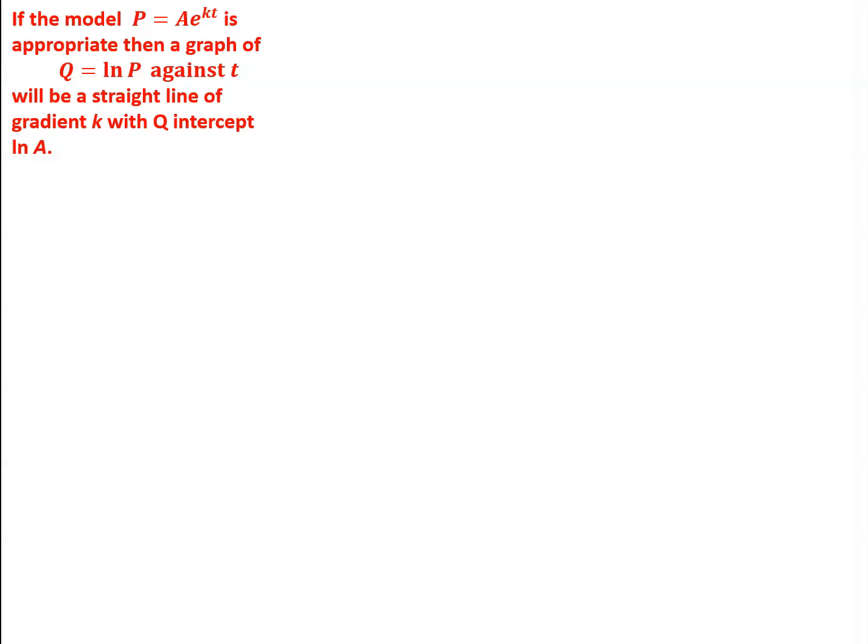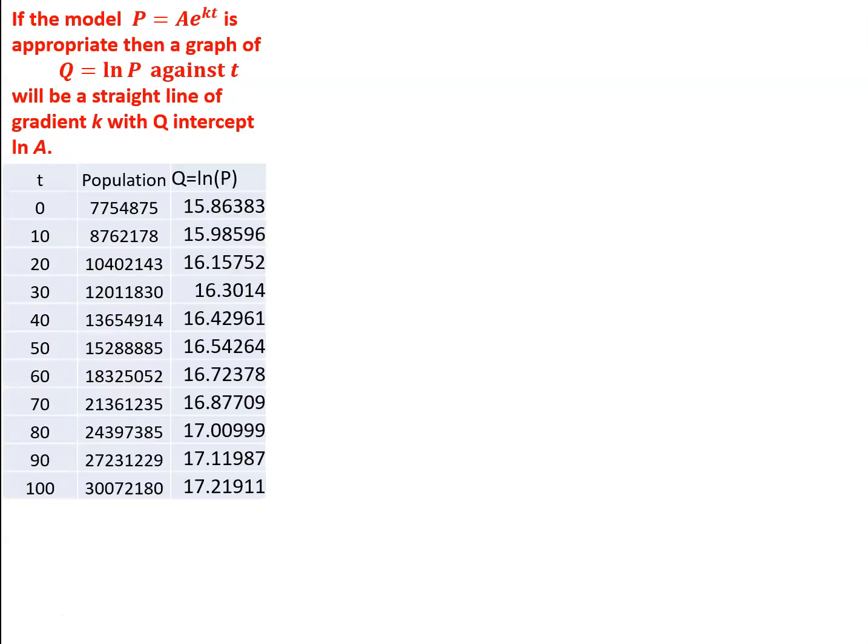So what we're going to do now is take our table of results and add the values of q. So q is simply the natural logarithm of the p-value. It's the natural logarithm of the population. And now we're going to have a look at the scatter diagram of q against t. And if the model p equals ae to the kt is appropriate, then the scatter diagram should be suggesting the graph of q against t is a straight line.